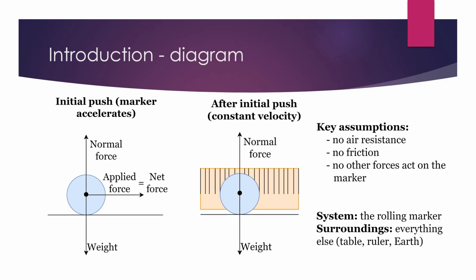On the right, we see the marker after the initial push. Here, the marker is moving towards the right. Behind the marker is a meter-long ruler used to measure the marker's position. We assume that there is no air resistance, no friction, and that the only two forces acting on the marker are the weight and the normal force, which cancel out. So the net force is supposedly zero, which means the marker is moving with constant velocity.